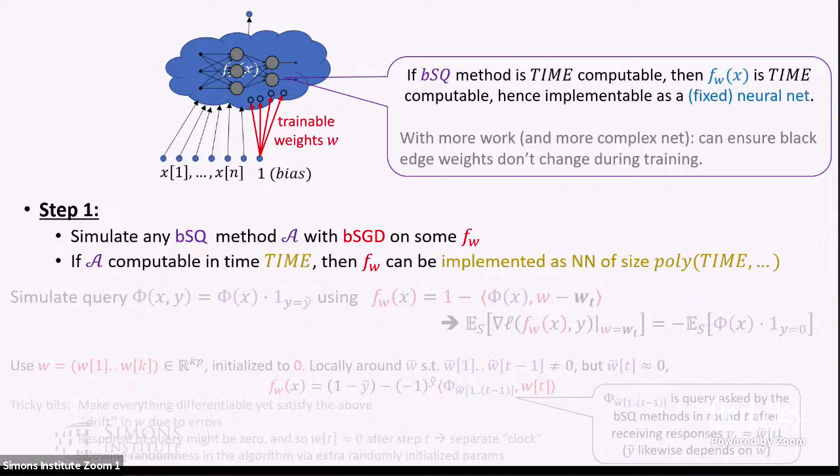And that means that what I described here is actually a neural net, or can be implemented as a neural net. So again, there are two parts here. One is that any SQ algorithm, no matter if it's polytime computable or not, can be simulated by gradient descent on some differentiable model. But if this SQ algorithm is polytime computable, then furthermore, this differentiable model can be implemented as a neural net.